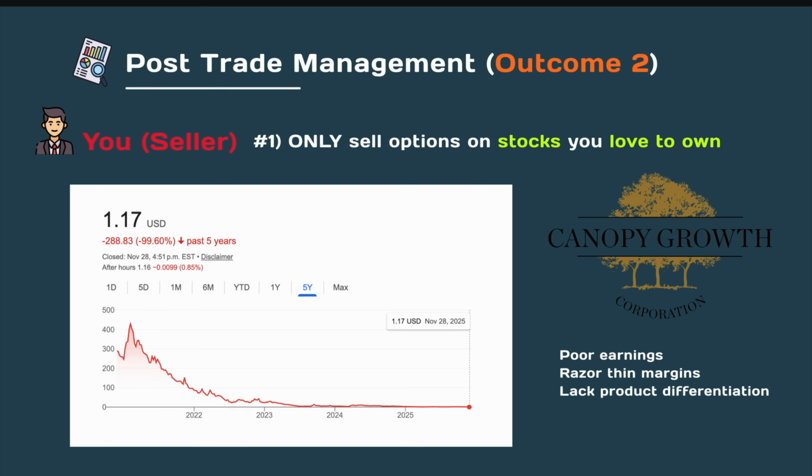I'm going to use Canopy Growth over here. In the early stages of 2020, the Canadian landscape for cannabis was just developing and the government was providing more clarity. There was a bunch of companies popping up like mushrooms. They all had razor-thin margins. They all had very poor earnings and a lack of product differentiation. And as you can see from Canopy Growth's stock chart over here, they've lost over time 99.6% of the share price, and they're never going to recover at this point.